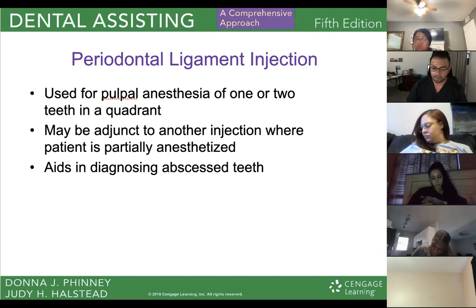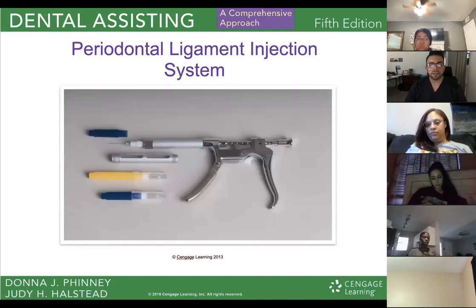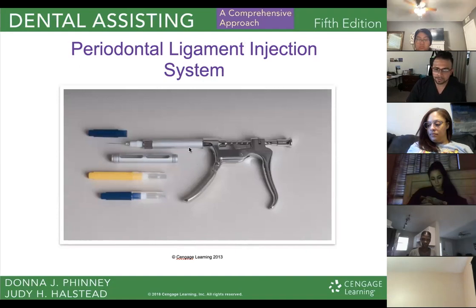Let's go ahead and do root canal on it. Okay. So a periodontal ligament injection system will look something like this. Although I just want to point out, it doesn't have to. You can do a PDL injection with a regular aspirating syringe, but some dentists like to use this fancy device here. It almost looks like a gun.